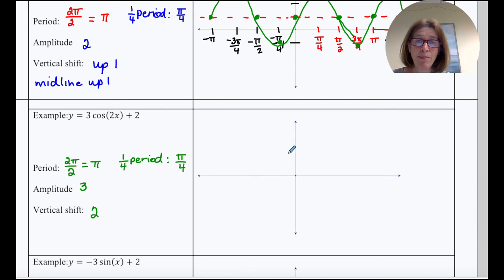Okay, so same process. We put in our midline. So my midline at y equals 0 is now moving up to 2. And I put a dotted line for my midline because it's kind of a hidden line, right? I'm using it as a helper line.